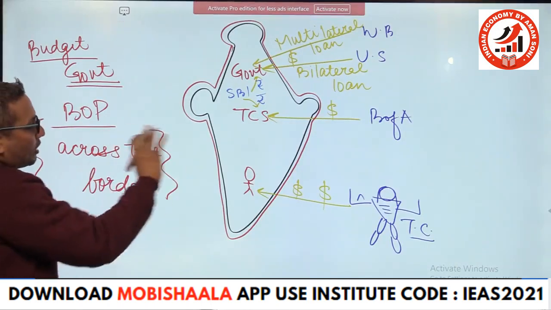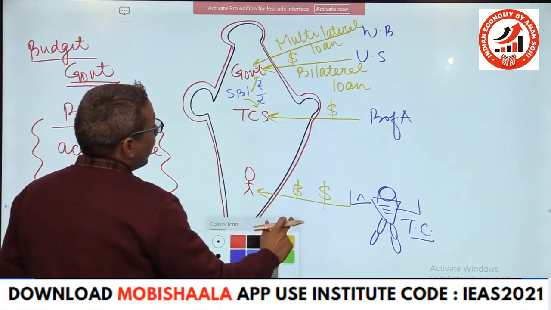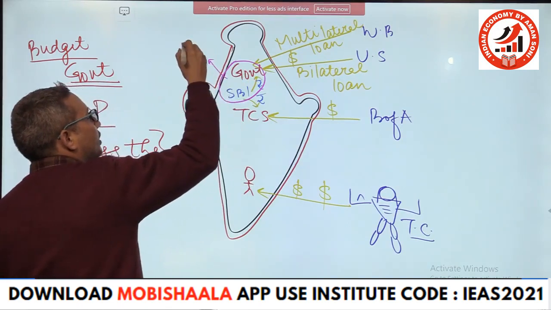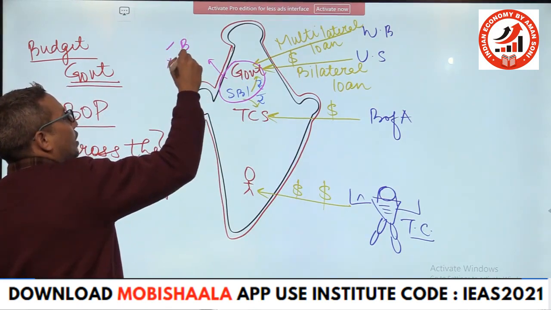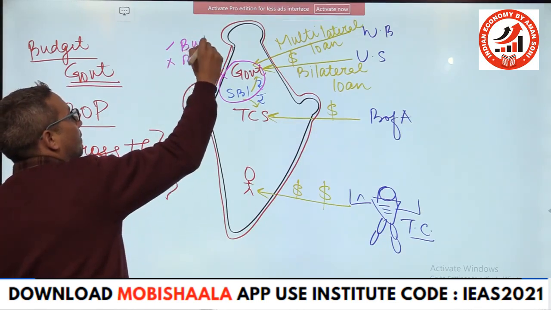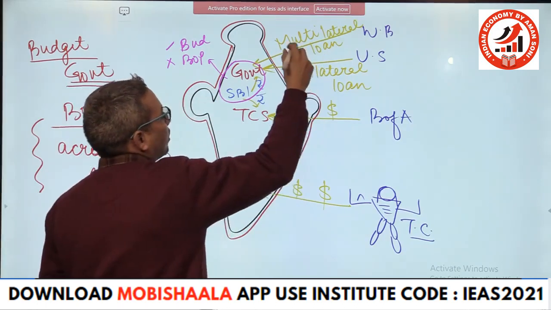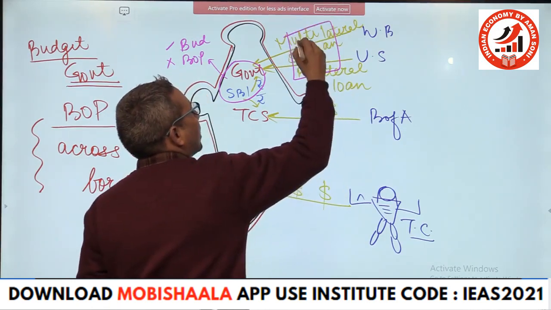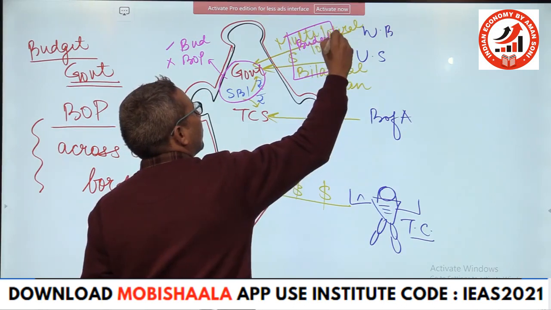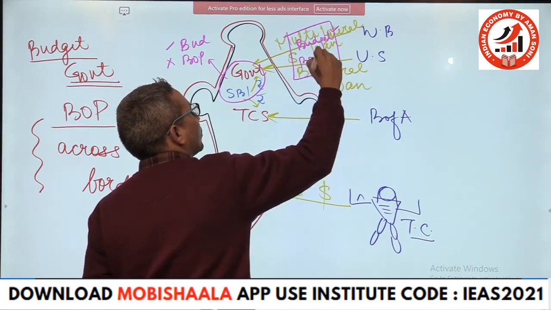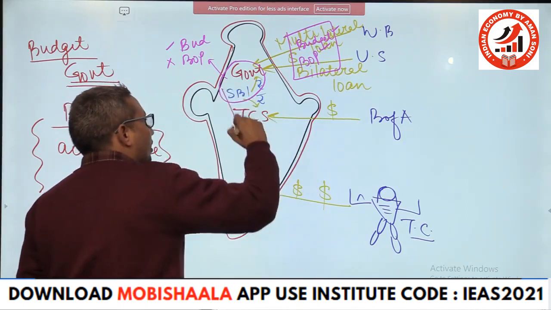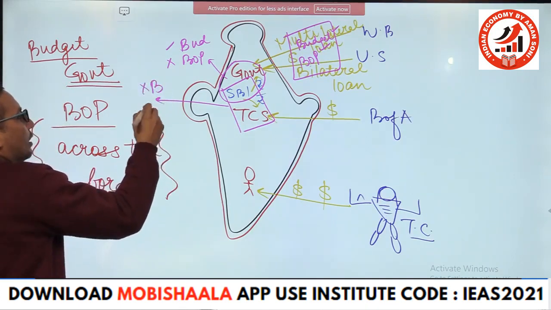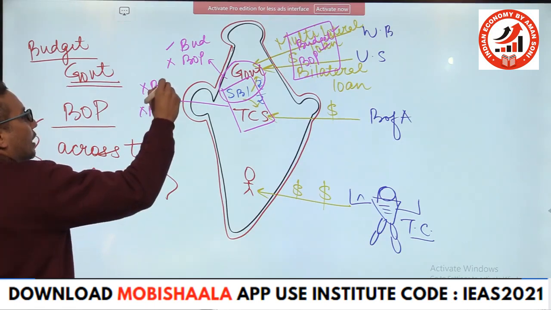For example, when government is borrowing from SBI, this is part of budget, but this is not part of BoP. When government is borrowing from World Bank or government is borrowing from US, these two transactions are part of budget and they are part of BoP also. This transaction where corporate is borrowing from bank in India is not part of budget because government is not a part. It's not part of BoP because it's not happening across the border.